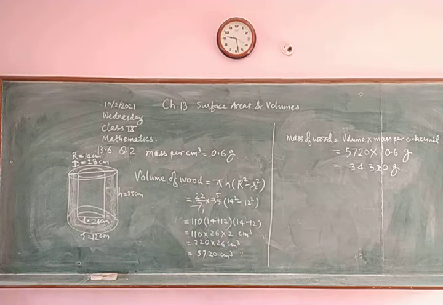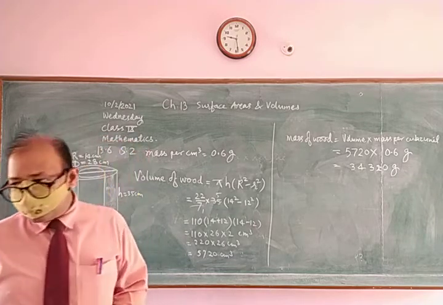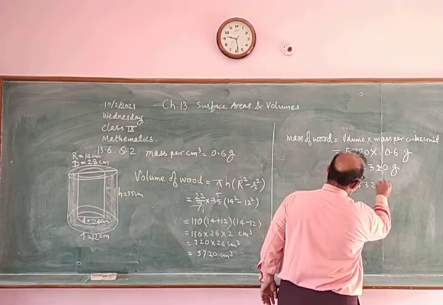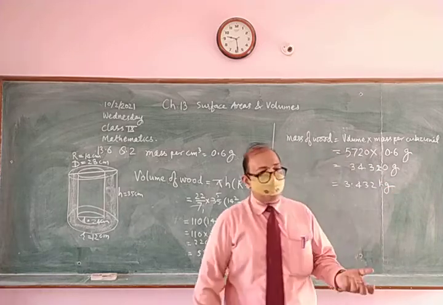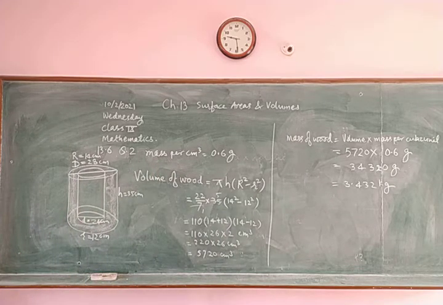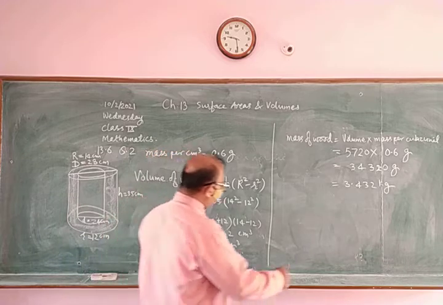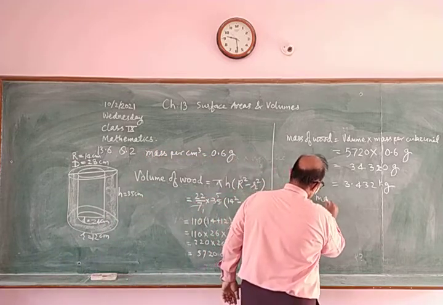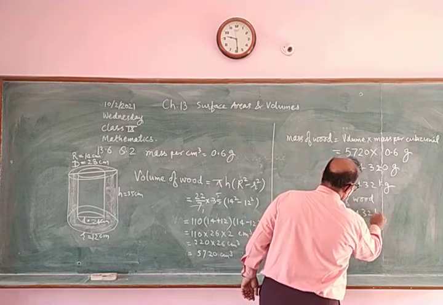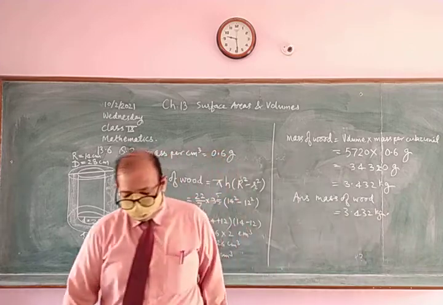Sir, this is in the gram. Yes, sir. Now, when you want to find it in kilogram, convert it into kilogram. What do we do? We divide it by 1000. So it will be 3.432 kilogram. Clear? So the answer: mass of wood is equal to 3.432 kilogram. Now note it down. Noted.